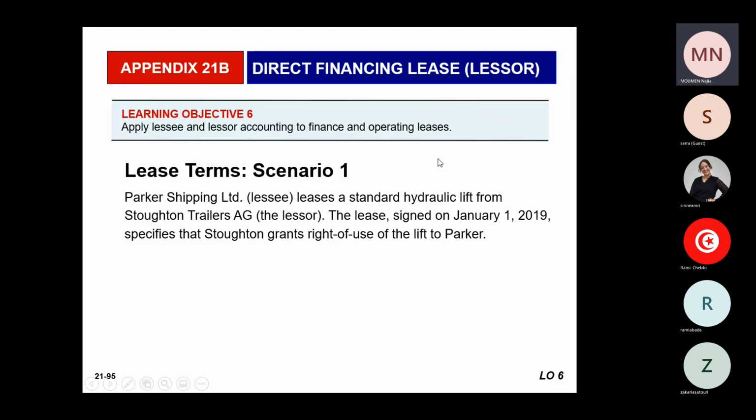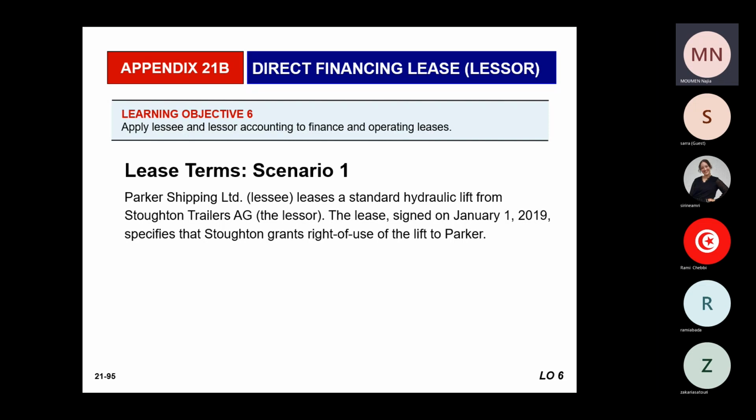As I said, I already shared my screen, so it's okay. You are seeing the appendix. Yes, ma'am.